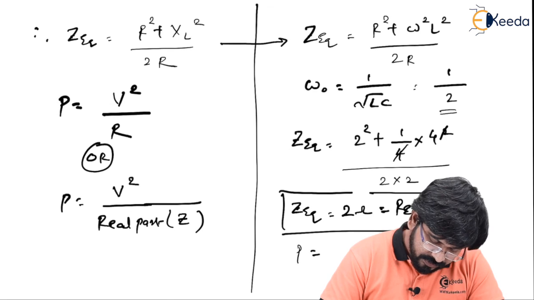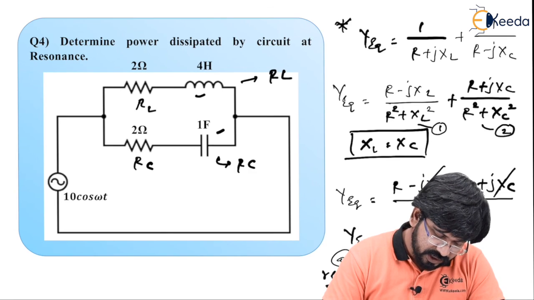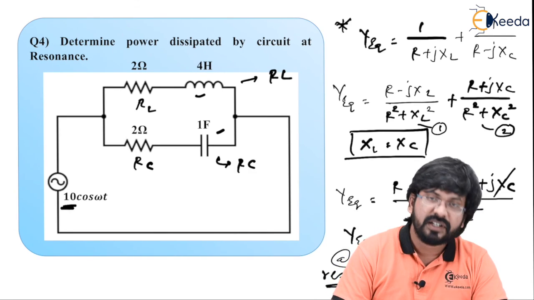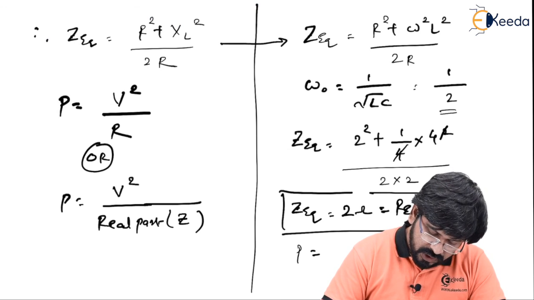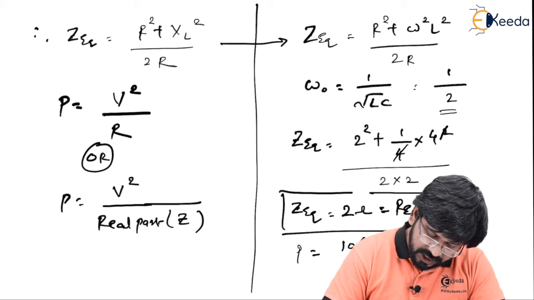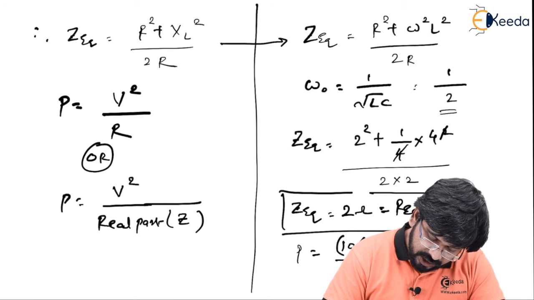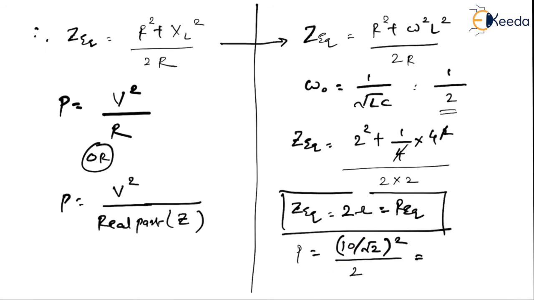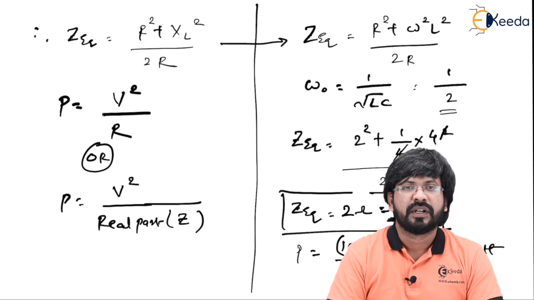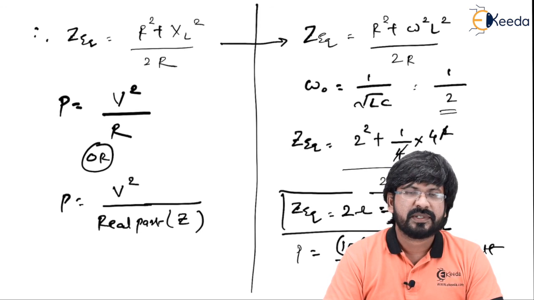Let's substitute V square. What was the V? V is the supply voltage, which is 10. We should always take RMS value, so I'll take 10 by root 2 whole square divided by R, which is 2. By solving this, you will get 25 watt. So 25 watt is the final answer for this. I'm sure you have understood all the problems. Thank you.